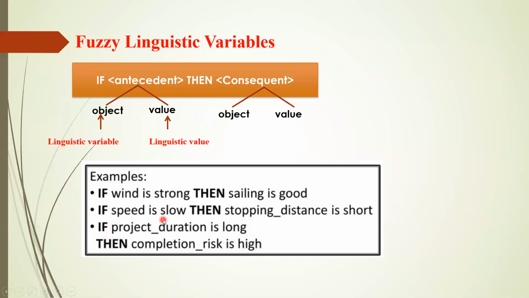Similarly, if speed is slow, then stopping distance is short. Speed and stopping distance are linguistic variables and slow and short are its values.